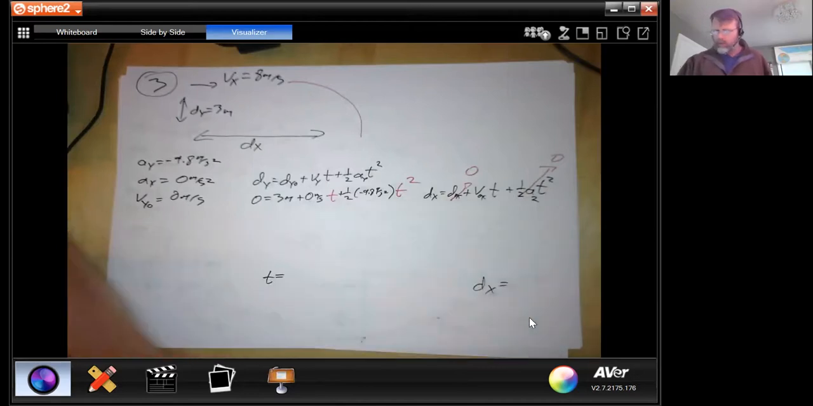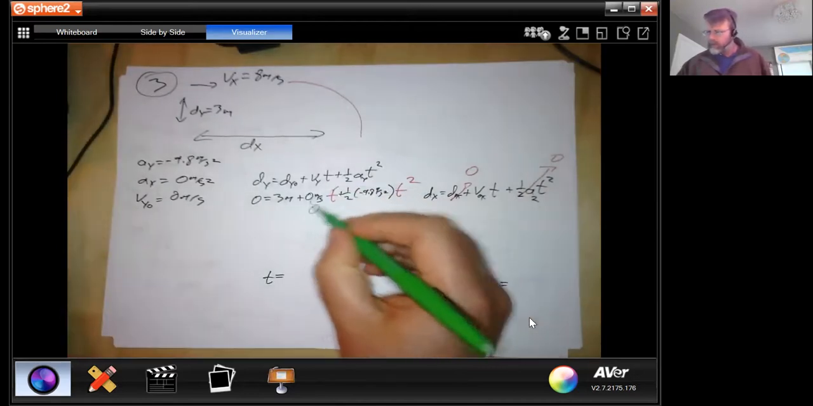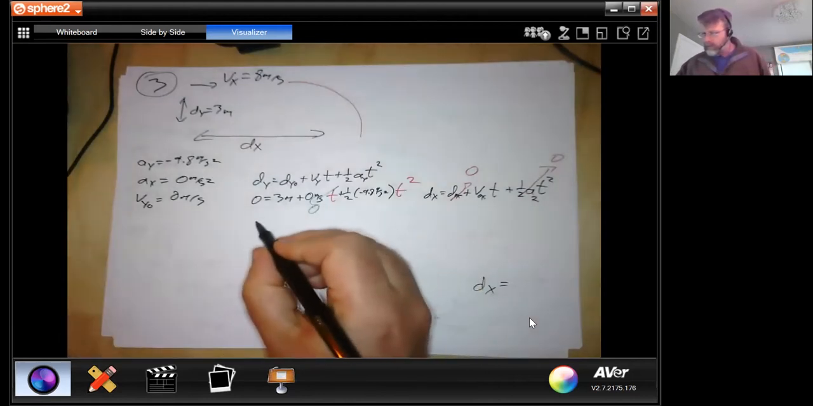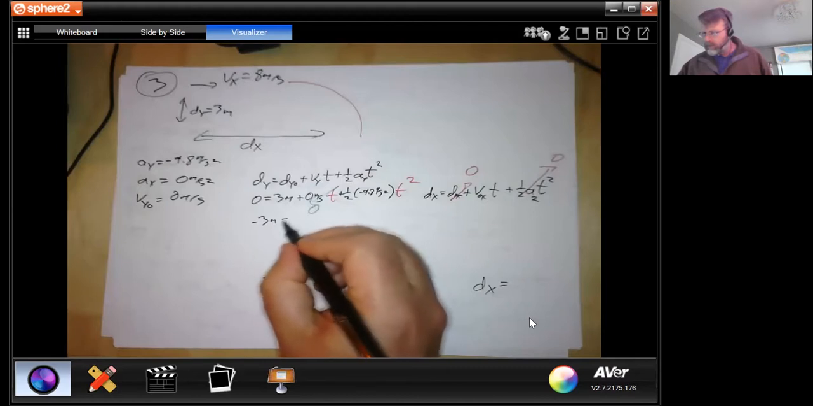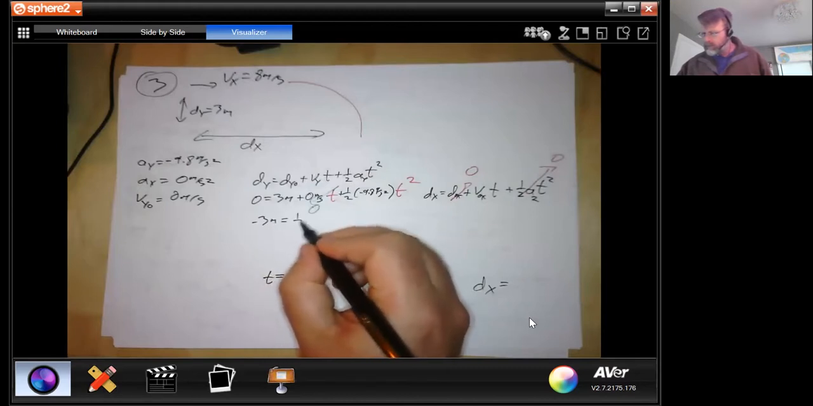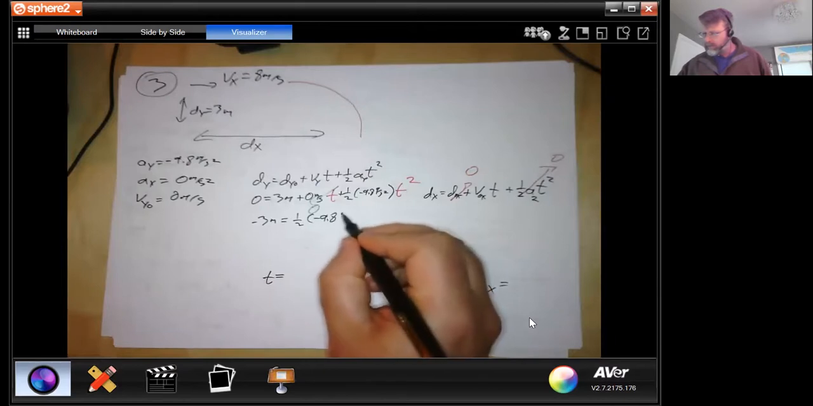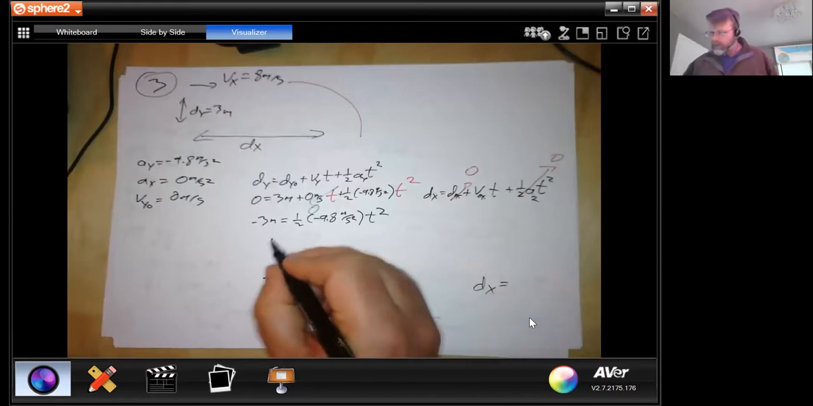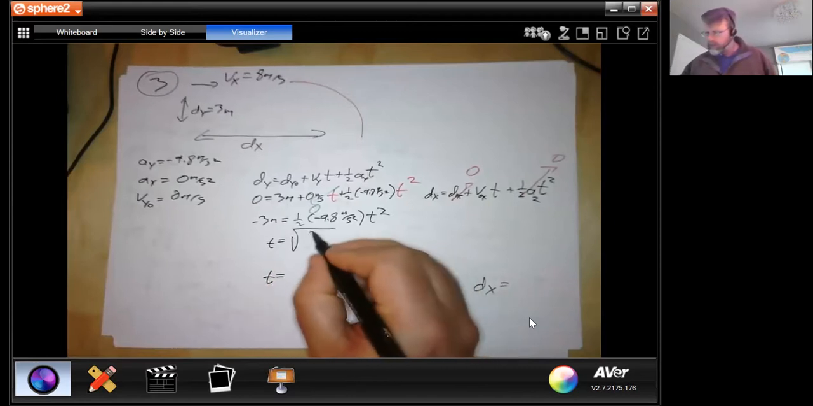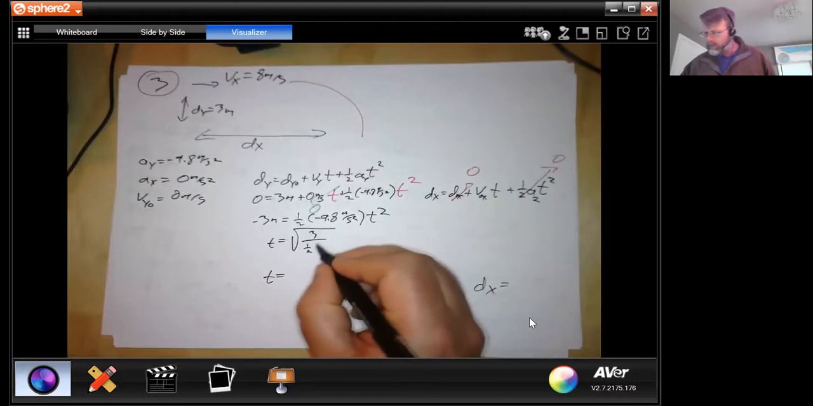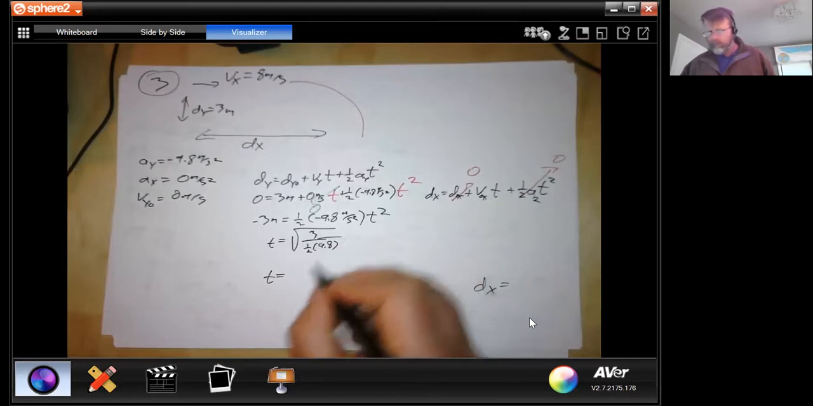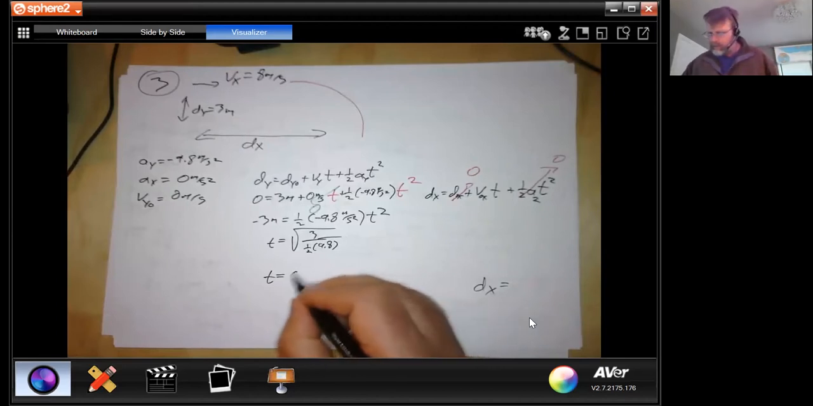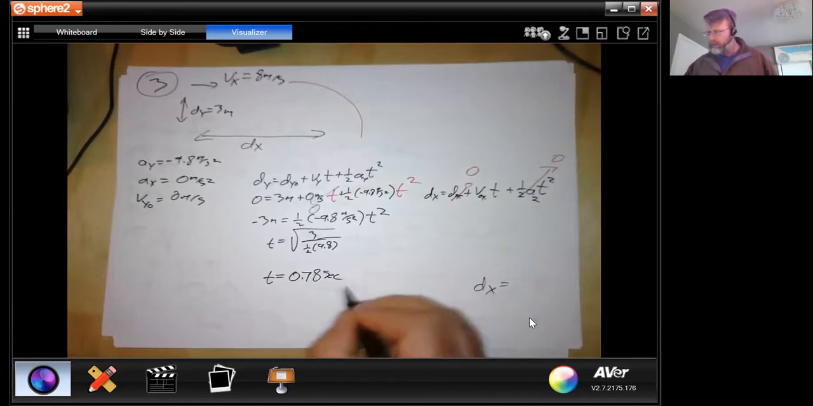So this went to 0 again, so we're going to get negative 3 equals 1/2 times negative 9.8 times t squared. So t is going to equal the square root of 3 over 1/2 times 9.8. If we do all of that, we should get our time is about 0.78 seconds.